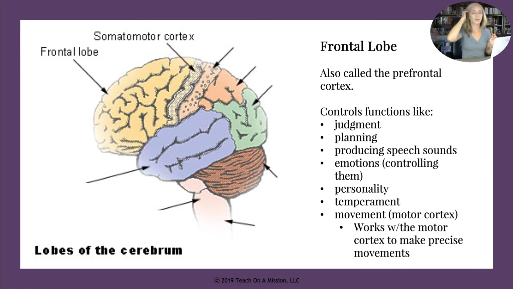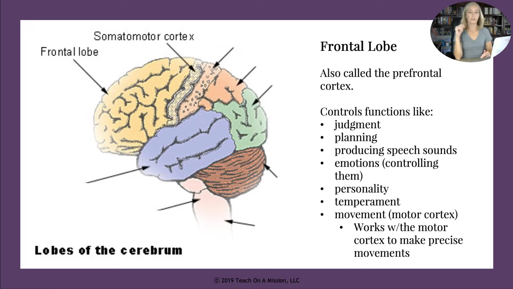It is also called the prefrontal cortex, and it controls some pretty major stuff. In fact, this is the part that is the last one to develop in brain development. So if you're a teenager watching this right now, your frontal lobe has not fully developed yet and won't until you're about the age of 25. So if you find that you are not very good at any of these things that we talk about, that's why. It's development. Just give it time.